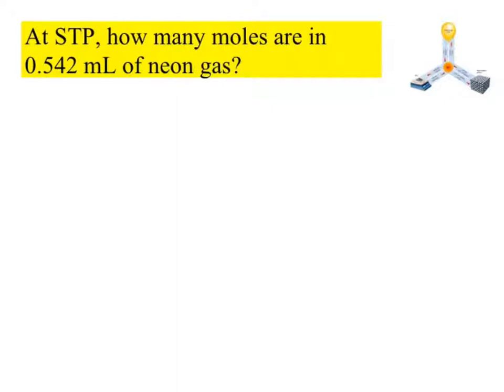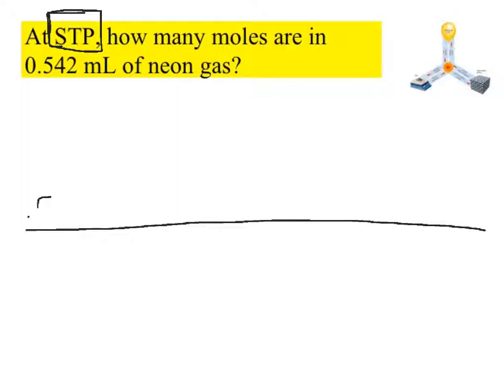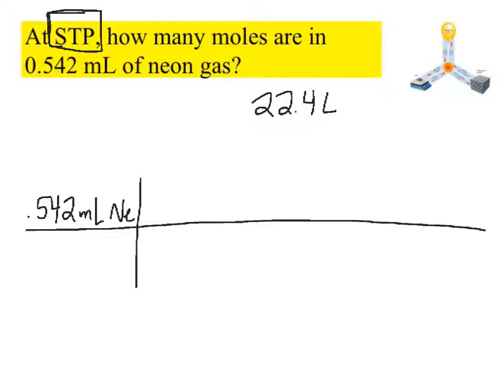And our last example for today, it says at STP, standard temperature and pressure, 0 degrees Celsius and 1 atmosphere, how many moles are in 0.542 milliliters of neon gas? I'm going to start out by drawing my line. I'm going to start with 0.542 milliliters of neon gas. So I'm going to put Ne, that's the symbol for neon. The conversion factor that I've learned is 22.4 liters of gas for every 1 mole. And I'm given milliliters. So I need to convert milliliters into liters so that I can use my conversion factor.